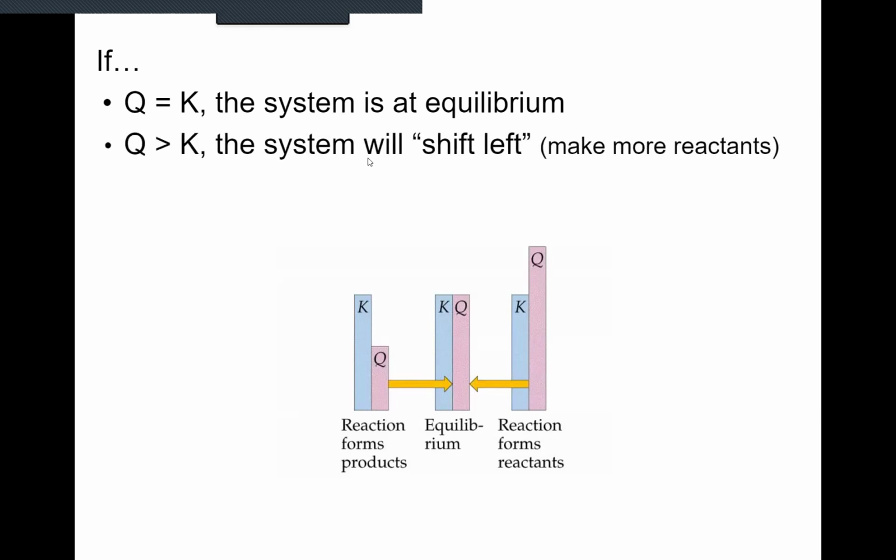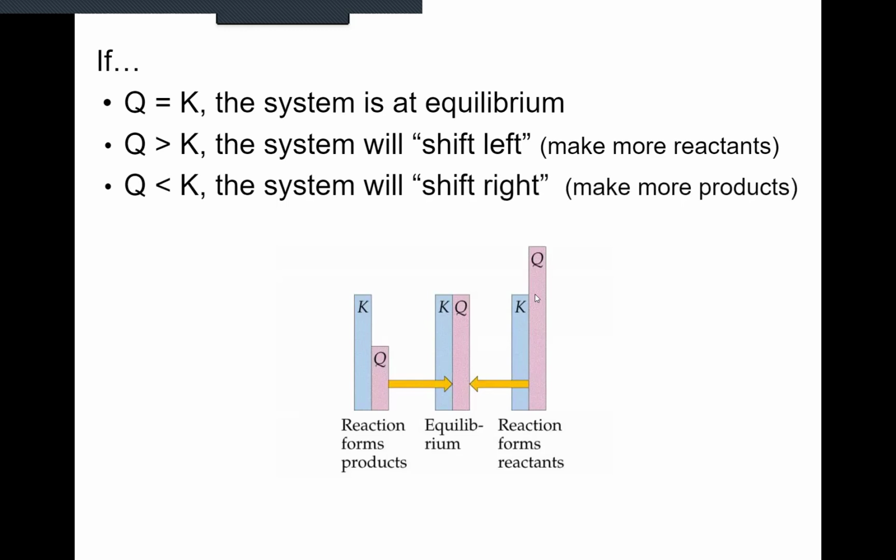If Q is greater than K, the system's going to shift left, make more reactants, because the ratio of products over reactants is already higher than that required for the equilibrium. And the last possibility is Q less than K: the system will shift right, make more products to reach equilibrium. That's the situation we have here.